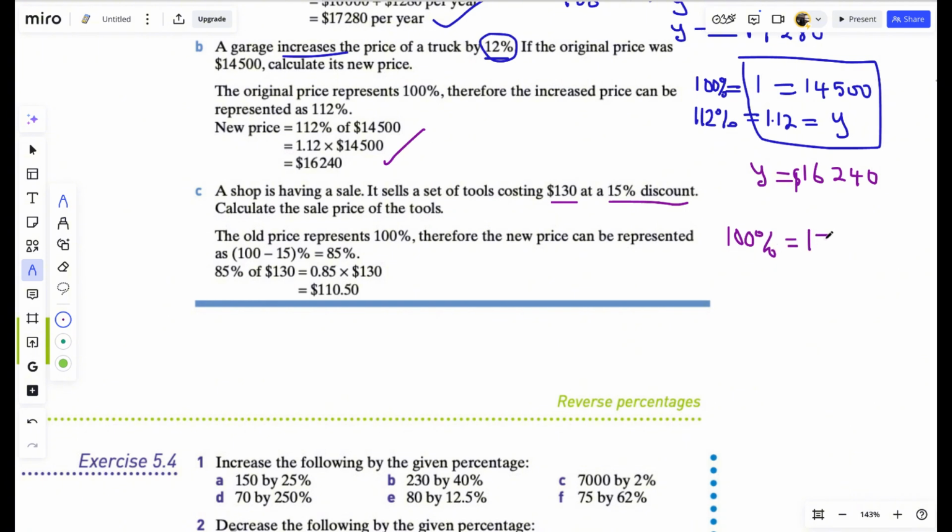And is equal to what? How much? $130. That's the original price. $130 of the items. Now they're doing a discount. Discount means decrease. Discount means they are giving you a reduced price. They're selling to you at a reduced price, 50% reduction.